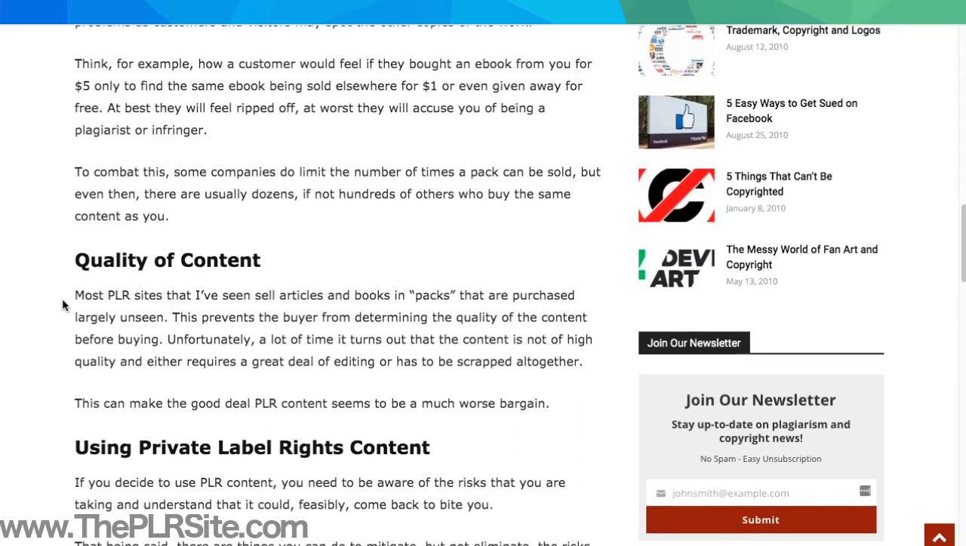Who knows? Think, for example, how a customer would feel if they bought an ebook from you for $5 only to find the same ebook being sold elsewhere for $1 or being given away for free. At best, they feel ripped off. At worst, they will accuse you of being a plagiarist or an infringer. Well, I think we've all bought stuff that we later found out was cheaper.